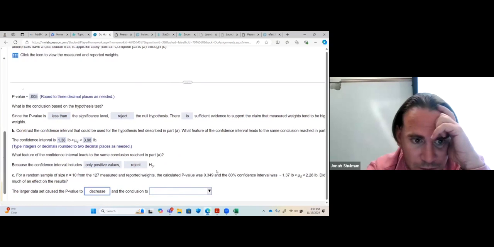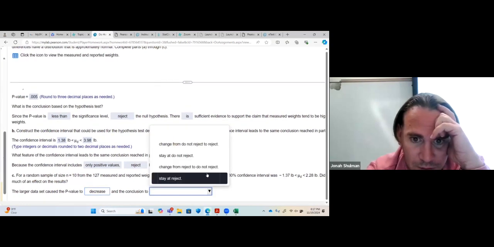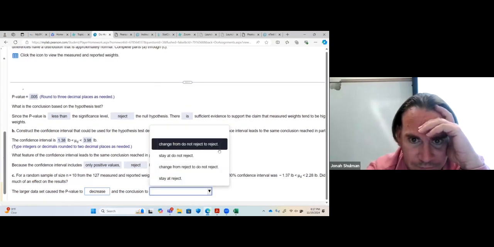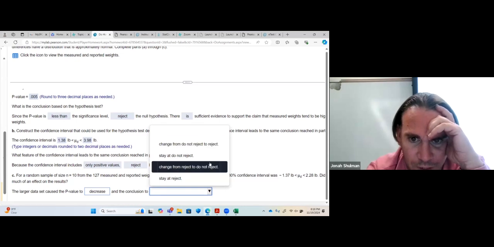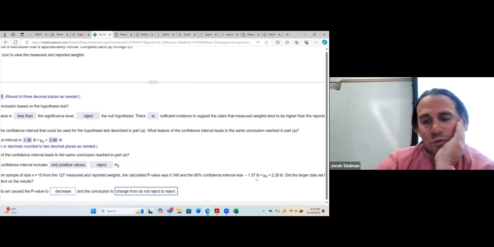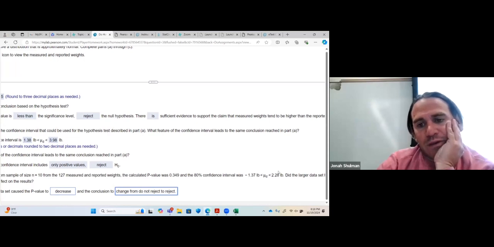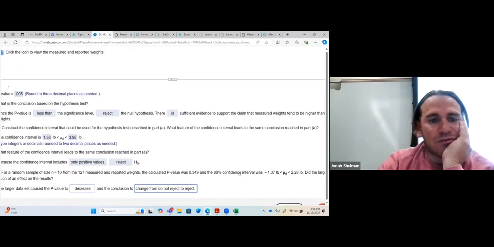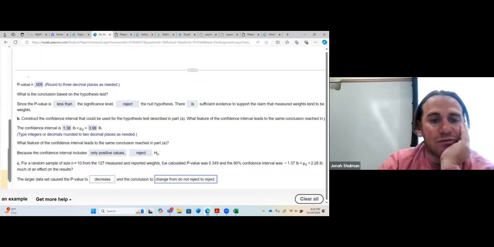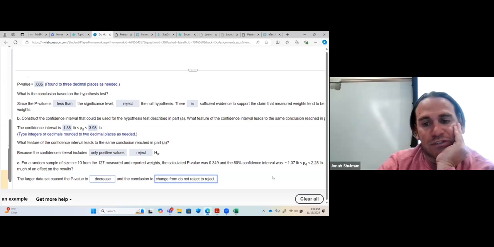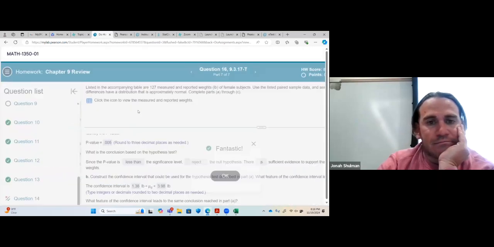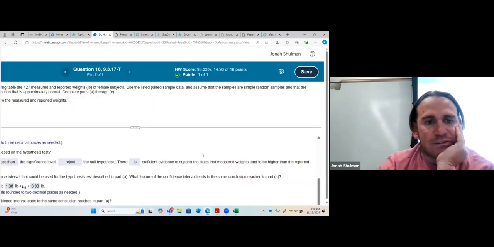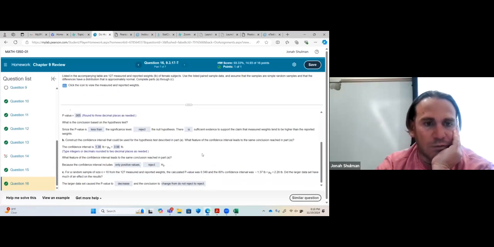And the conclusion to change from do not reject to reject. See, like this one includes 0, and that's why we could not reject it before. But as soon as we took more girls into account, as soon as we had more of the girls in it, you knew that enough of them lied for us to change from do not reject to reject. Fantastic. All right, what's next? All right, so we're done.